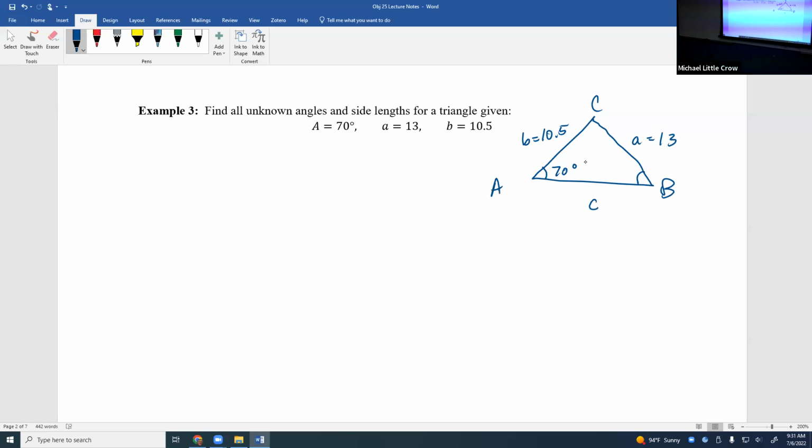So let's go ahead and set this up. The sine of 70 degrees, with the angle on top because that's easier to solve, over 13 is equal to the sine of big B over 10.5. And again, see the calculations really come out the same. Just need to calculate this and then take the inverse sine of it.